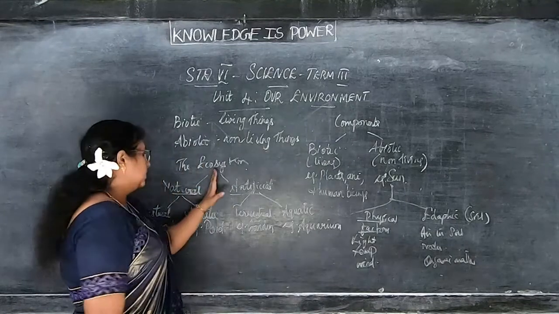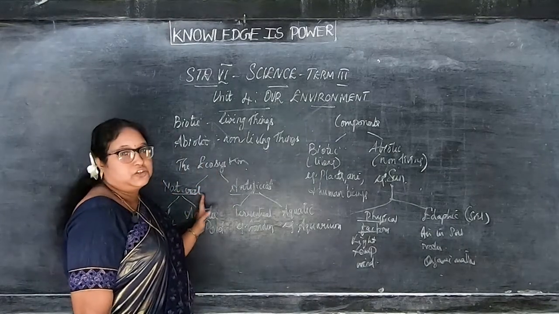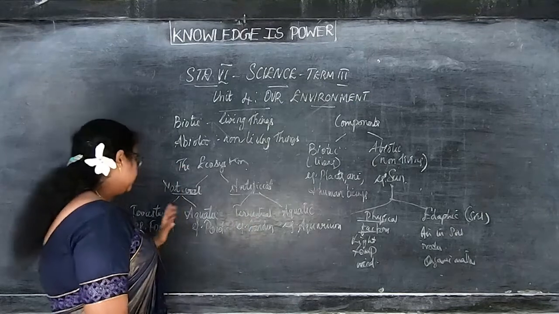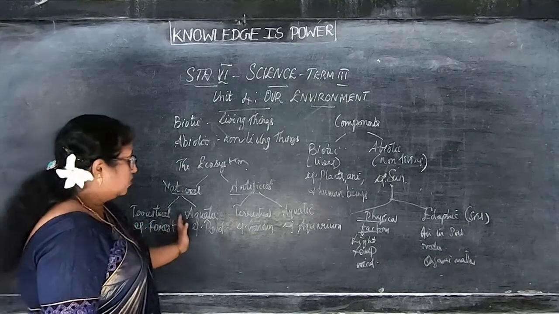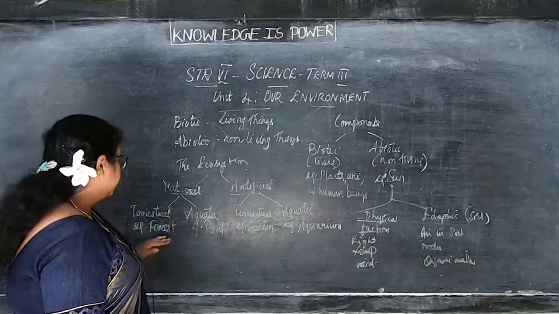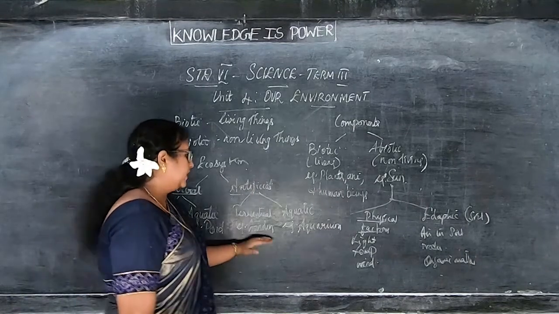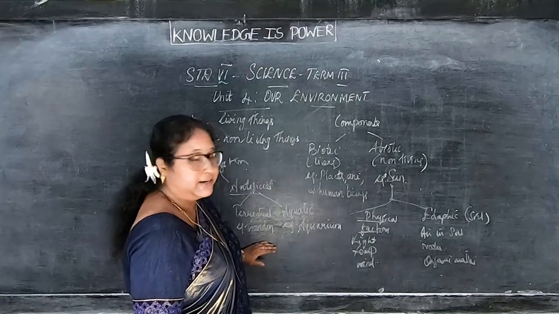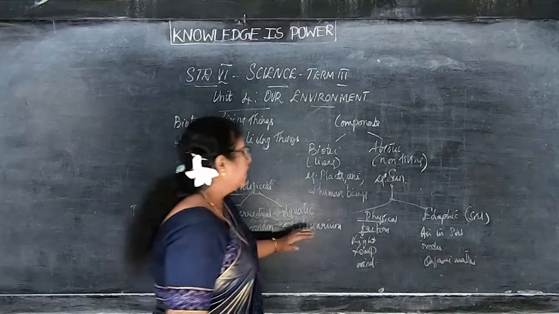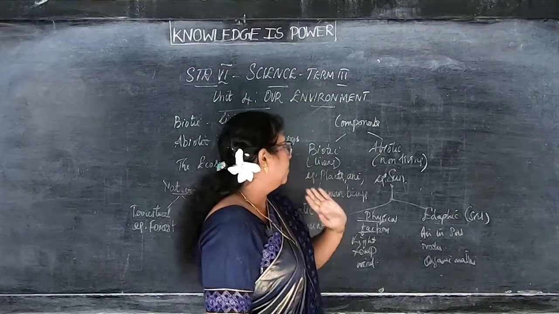In the ecosystem we have two types, natural and artificial. Natural, if you take terrestrial, that is land, and aquatic, water. For example, in nature, a forest and an aquatic pond. And artificial, if you take terrestrial, you can take a garden, and aquatic, an aquarium. Now you can see the components of the ecosystem.